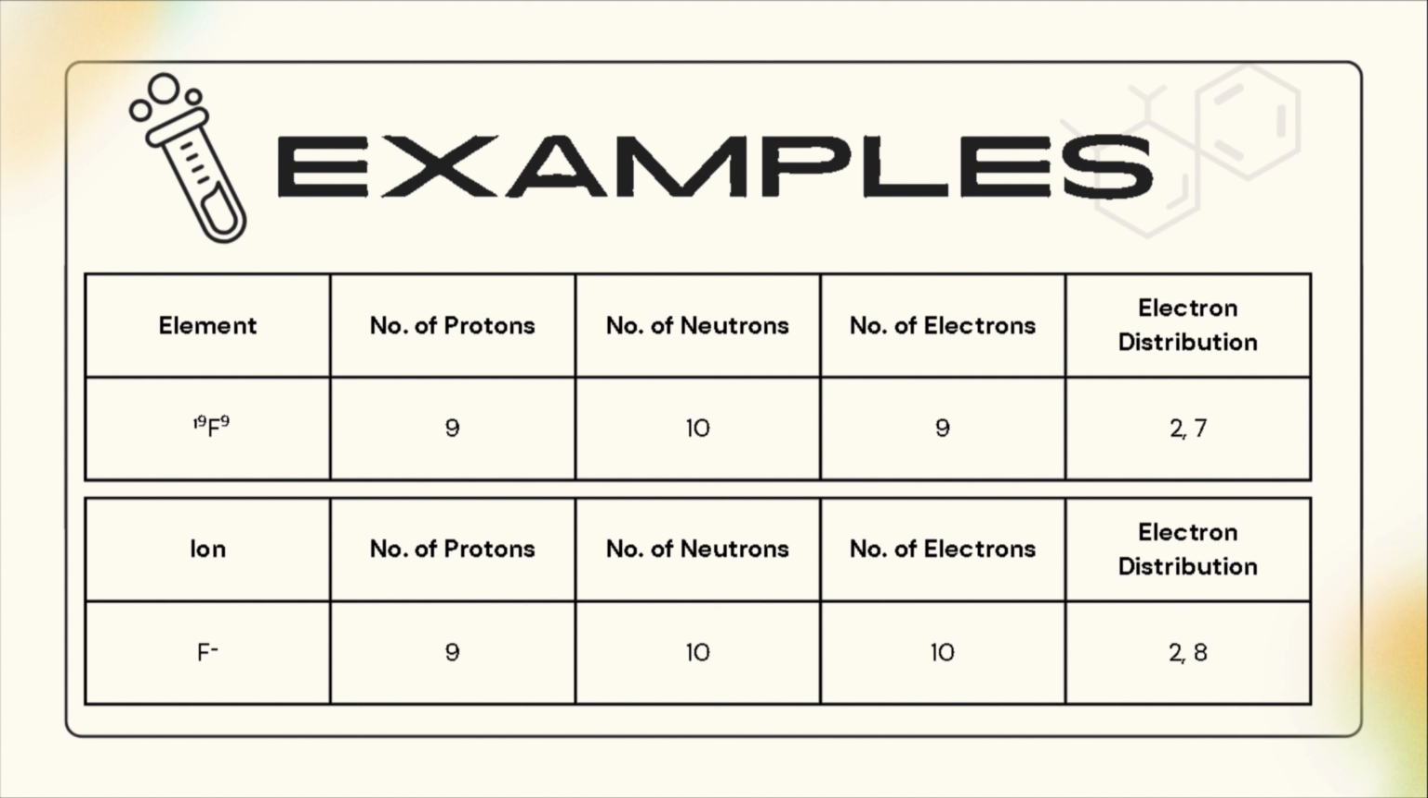So if we turn it into an ion to complete the octet, same number of protons because it is the same element, 9 protons, 10 neutrons, and electrons would be 10. So now the distribution would be 2 in the first shell and 8 in the second shell.